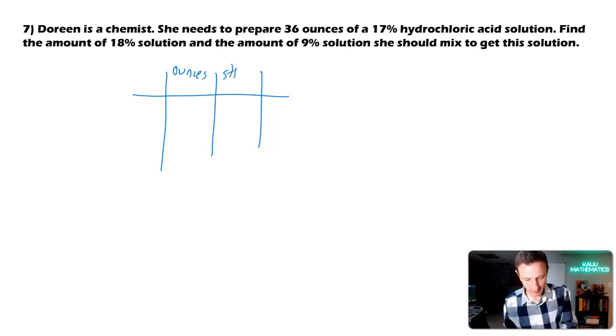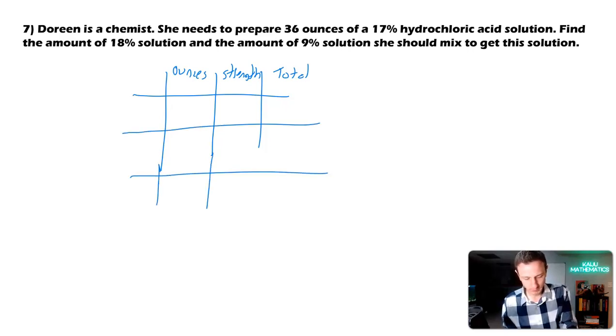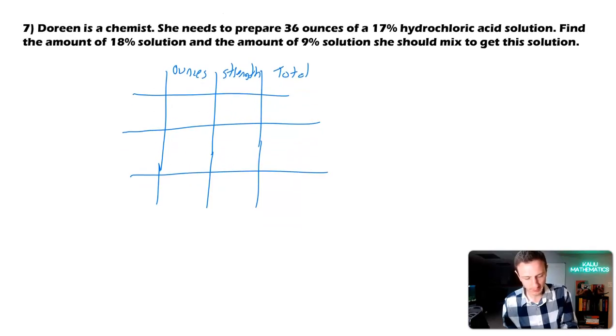So we have the amount, let's just say ounces. And then we have the strength. The amount in ounces times its strength would give us the total. So let's call it total. In the end, we want a 17% solution. So I'm just going to call the last row the 17% solution. And what are we mixing? We're mixing an 18% solution with a 9% solution. So the amount of ounces in total, I want 36. It says right here, 36 total.